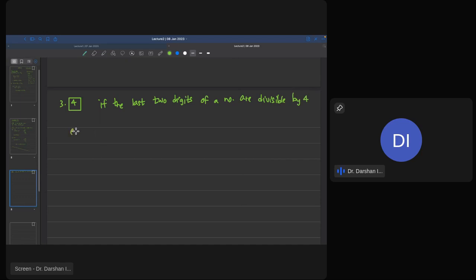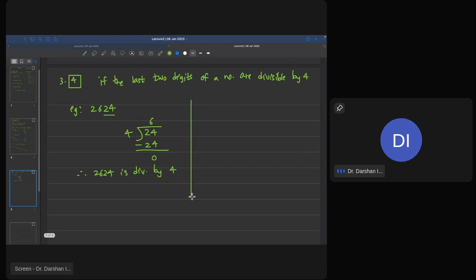For example, let's consider a number like 2624. You consider the last two digits. Is 24 divisible by 4? 4 6s are 24. Remainder is 0. Since the remainder is 0, I say 2624 is divisible by 4.